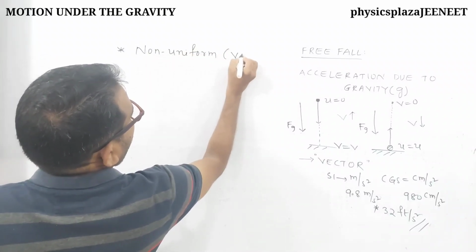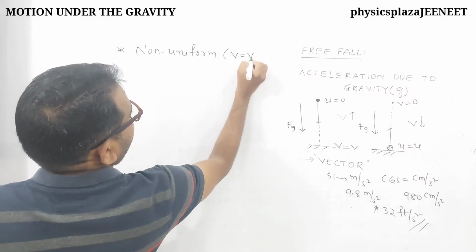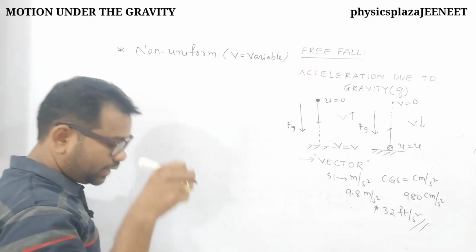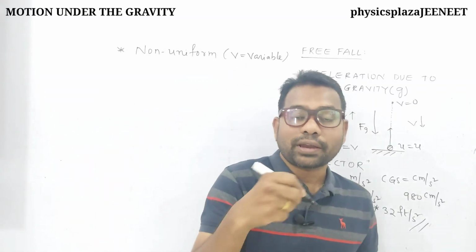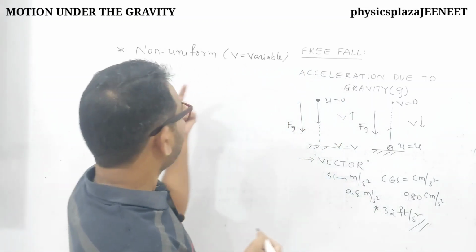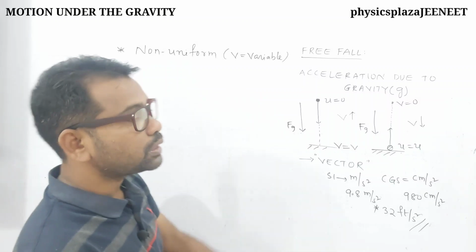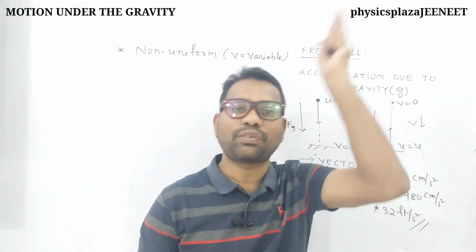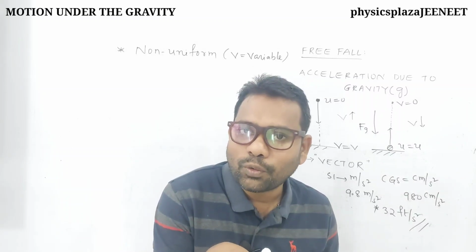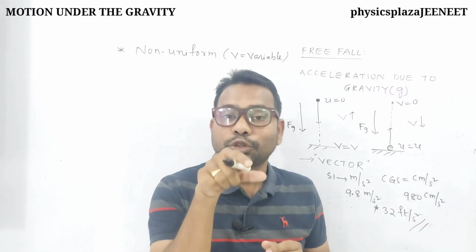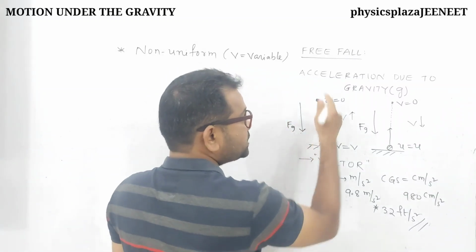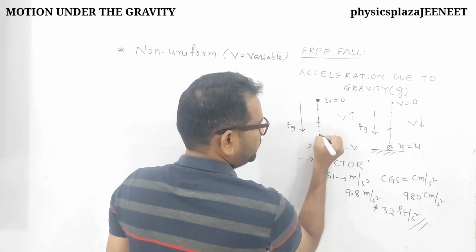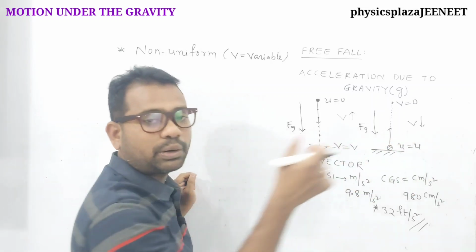Non-uniform, which means what? Velocity is variable. Velocity is not a constant. Of course, direction is not changing, but its magnitude is changing, right? So motion under the gravity is a non-uniform motion, but the velocity changes, but the change in velocity is uniform, children. The change in velocity is called what actually? Acceleration. So throughout the journey, children, at a certain limited height, you can take here, g value is 9.8 meter per second square only.